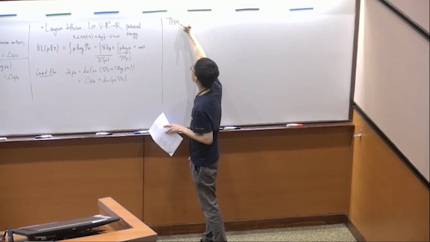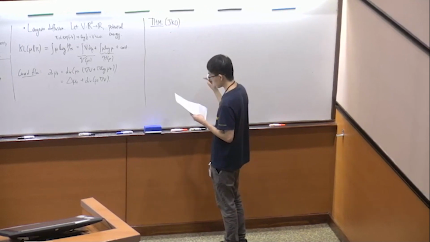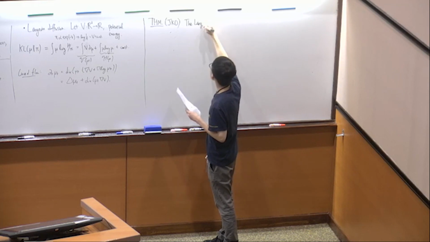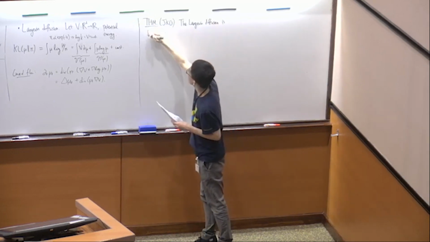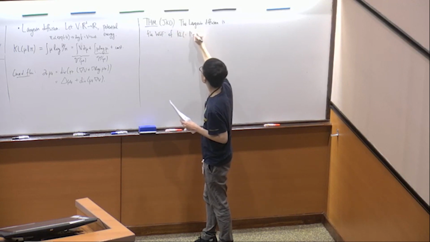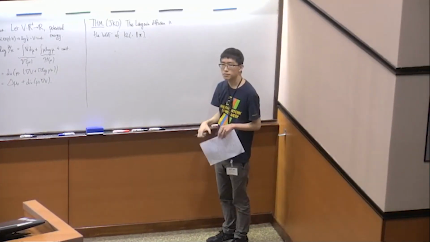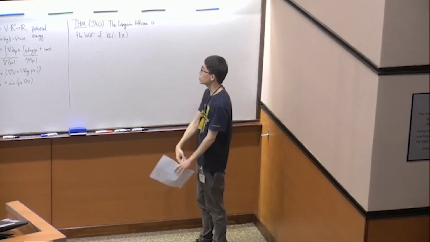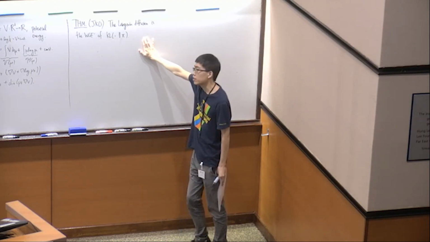So the theorem, attributed to Jordan, Kinderlehrer, and Otto: the Langevin diffusion is the Wasserstein gradient flow of what functional? It's the relative entropy with respect to the stationary distribution. It's worth pausing for a moment, because this is such a beautiful result, this geometric understanding of what the Langevin diffusion is doing.